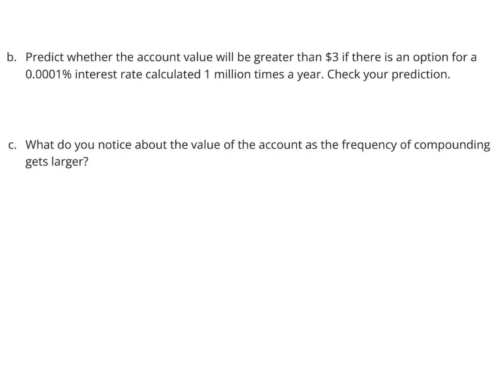The account value will not be greater than 3 because you saw this calculated. The highest it gets is 2.7183 rounded off to 4 decimals. What do you notice about the value of the accounts as the frequency of compounding is larger? So as the frequency of compounding gets larger, it approaches e. The irrational number e.